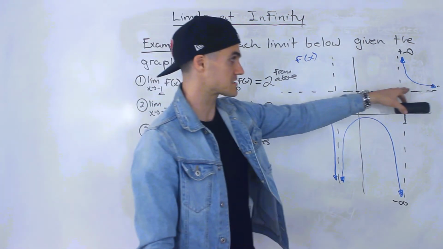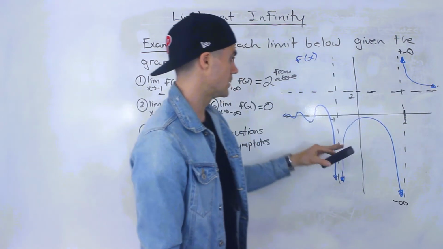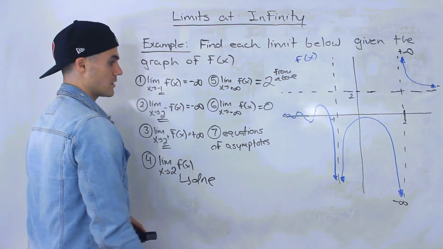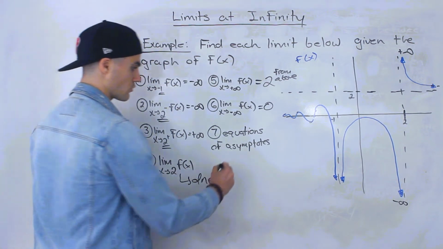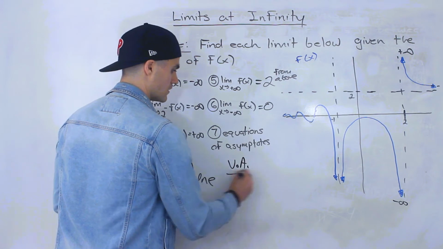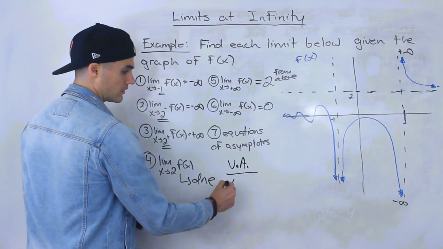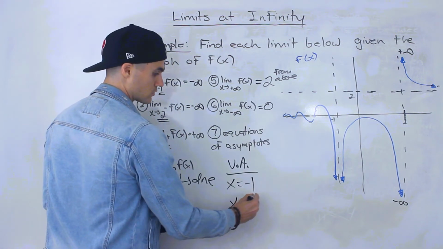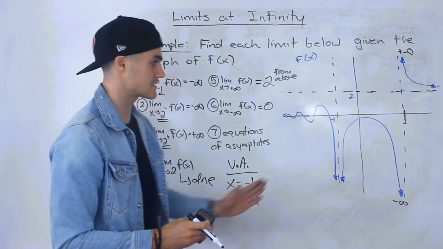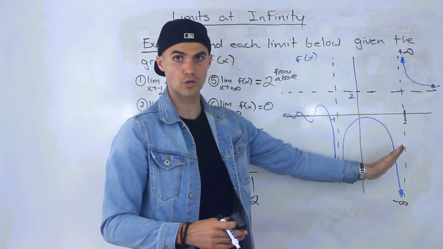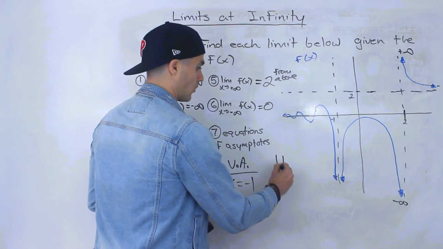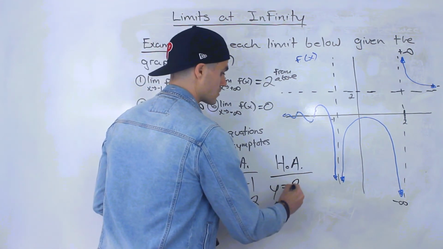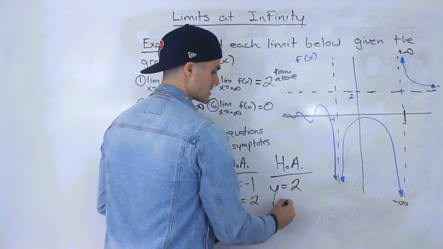Right? We have a horizontal asymptote here of y is equal to 2, and then a horizontal asymptote here of y is equal to 0. And that's going to answer number 7. So the equations of the asymptotes, so the vertical asymptotes are what? x equals -1, and then x is equal to 2. Remember, x equals a number. That's how we state a vertical line. And then the horizontal asymptotes are what? y is equal to 2, and then y is equal to 0.